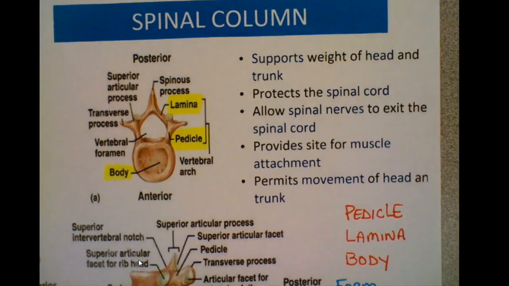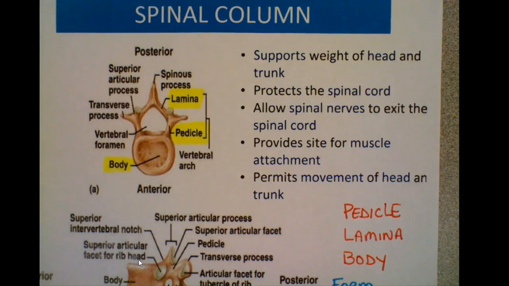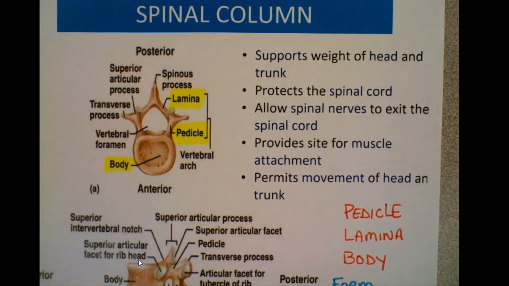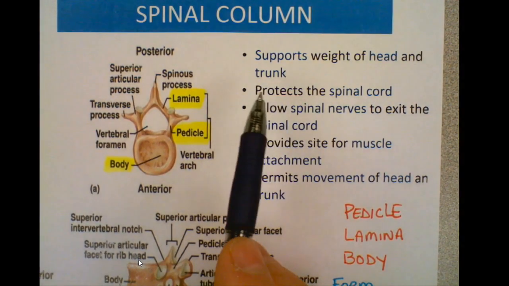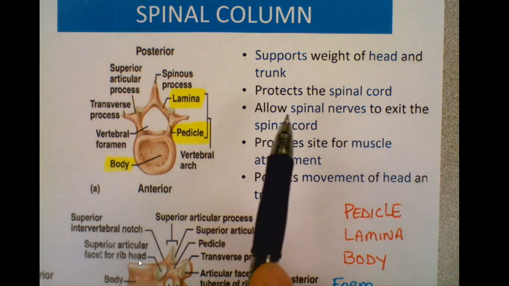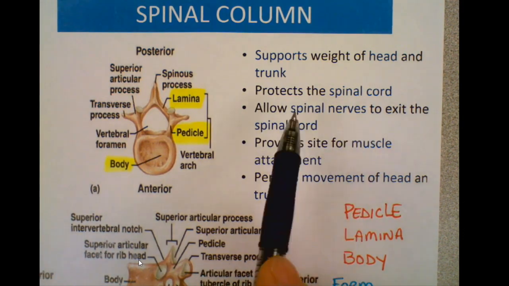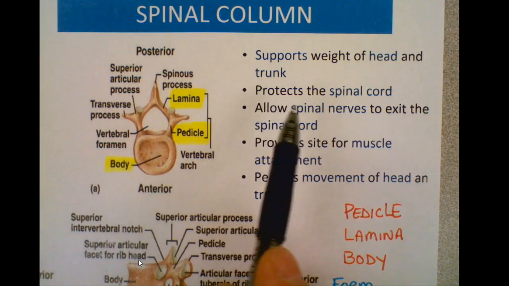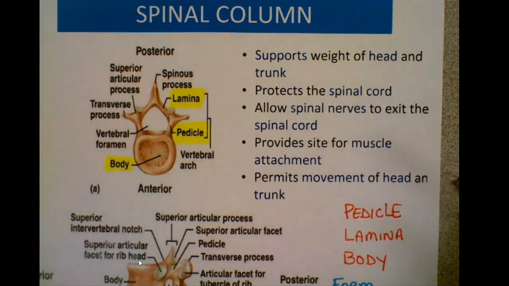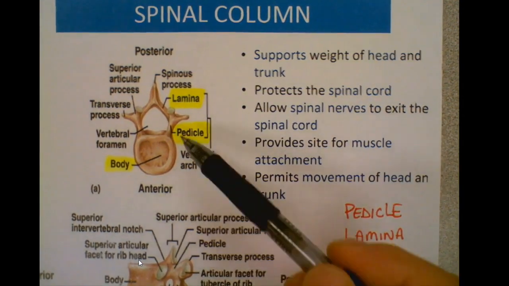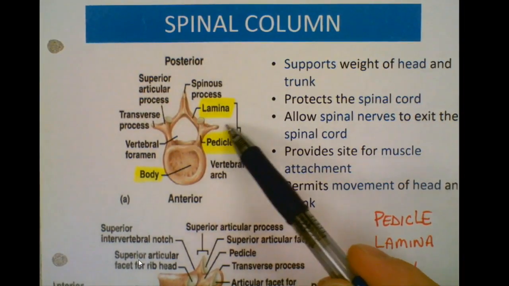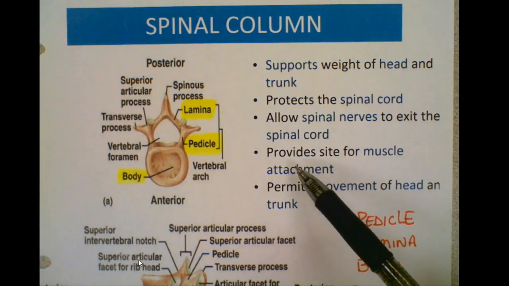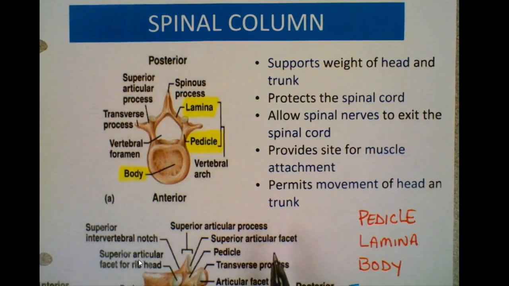All right? Now, remember the functions of our spinal column. This class lecture is all about function. So it's going to support the weight of our head and trunk. It protects our spinal cord. It allows spinal nerves to exit the spinal cord through those intervertebral foramen. It's where muscles can attach. That's why we've got all these processes. So your spinal process and your transverse processes are where muscles and ribs are going to attach. And then it says it permits the movement of our head and trunk.